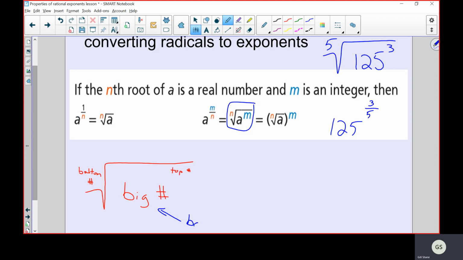What do they mean when they say write each radical as a rational exponent? It means write it like this. A fraction is a rational.